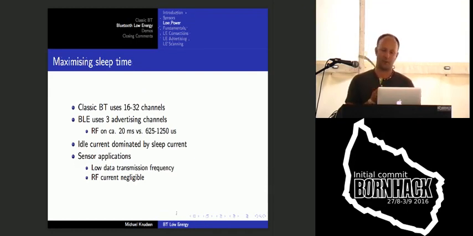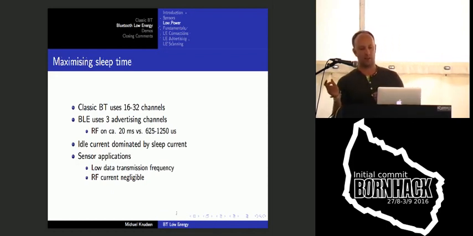Whereas in Bluetooth Low Energy you use 3 advertising channels. So basically this means that whereas in classic Bluetooth you have your radio turned on for 20 milliseconds, in Bluetooth Low Energy you can have it turned on for maybe just 625 or 1250 microseconds, which is much less.